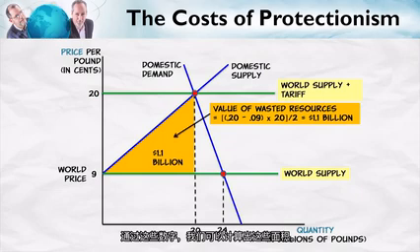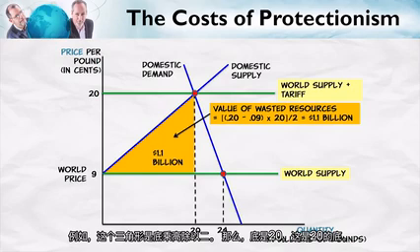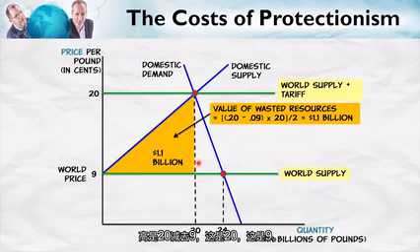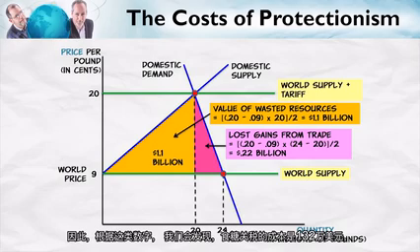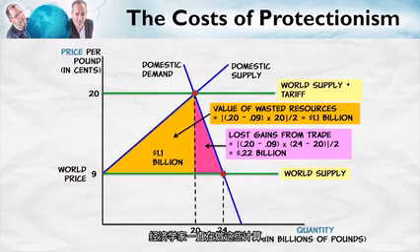This triangle, for example, is half base times height. So the base is 20. This is a base of 20. The height is 20 minus 9. There's a 20. There's a 9. So the area of the triangle is half base times height, or 1.1 billion. What about the deadweight loss triangle? You do the same calculation. It's 0.22 billion. So with these kind of numbers, we could find out that the costs of the sugar tariff are 1.32 billion. And economists do these kinds of calculations all the time.